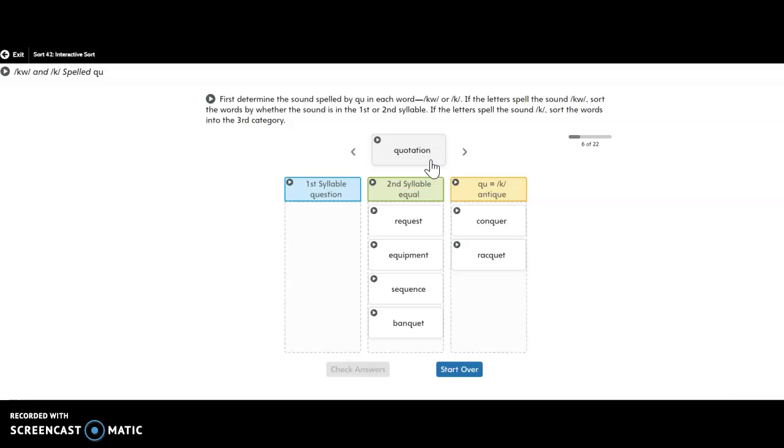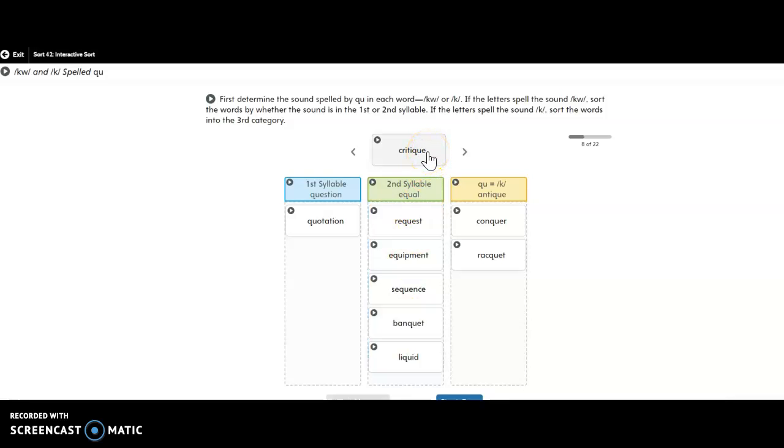Next we have quotation. Quotation. Something that someone says. That's obviously the first syllable. It's beginning the word, quo, and we can hear the QU clearly. Next we have liquid. Liquid, second syllable, quid. I believe I hear that QU in the middle of that word.